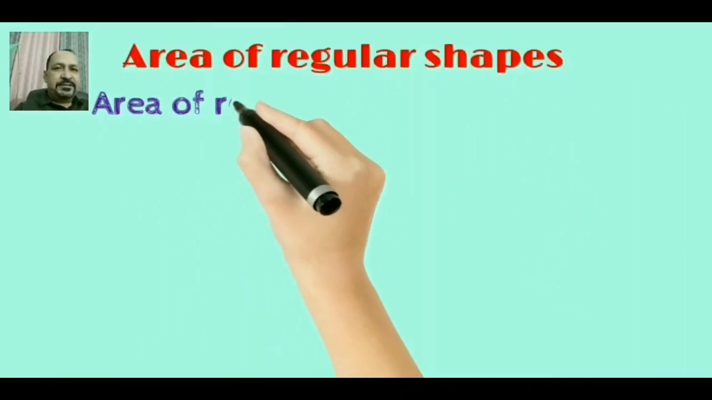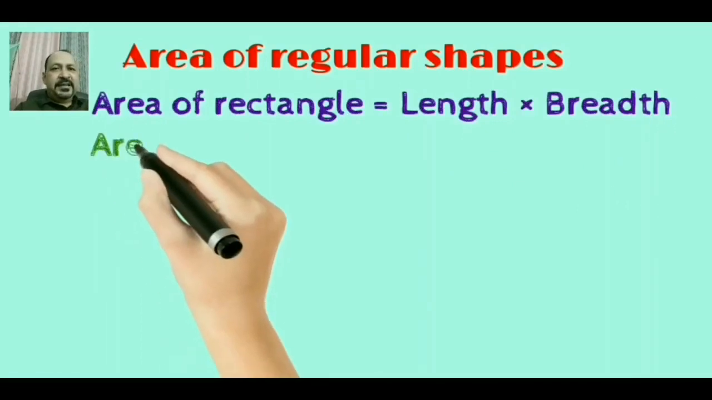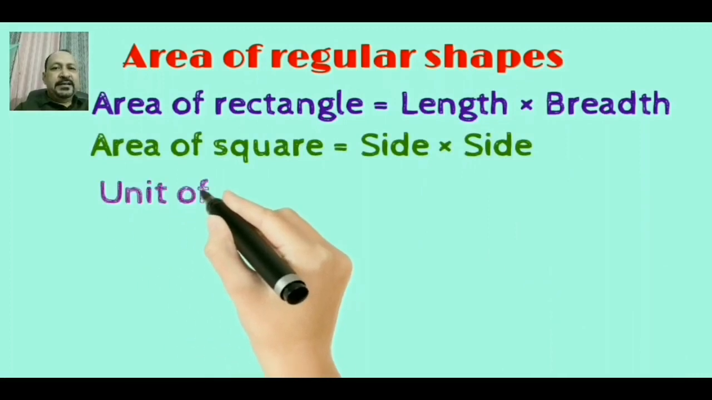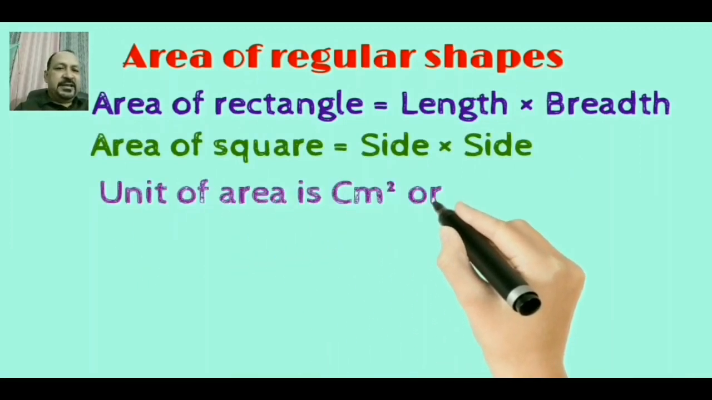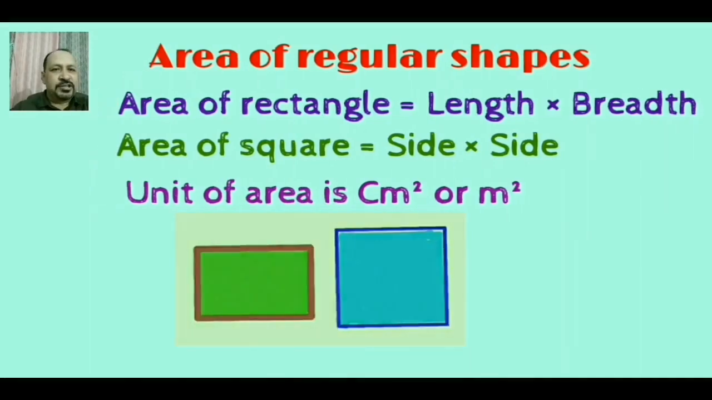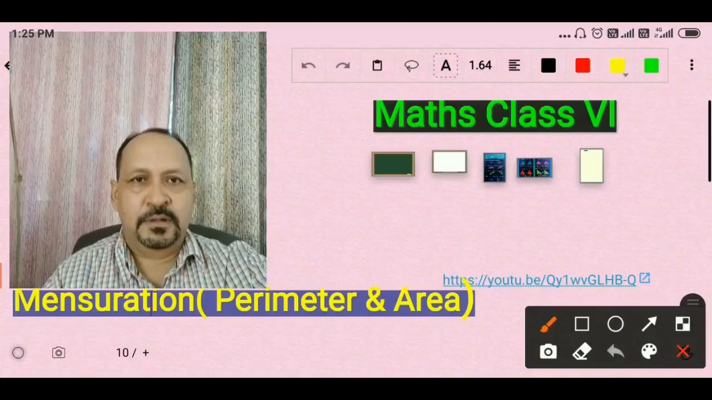Area of regular shapes: area of a rectangle is equal to length into breadth. Area of a square is equal to side into side. The unit of area is centimeter square or meter square. Now you will be able to understand the concept of perimeter and area. Thanks for watching this video.